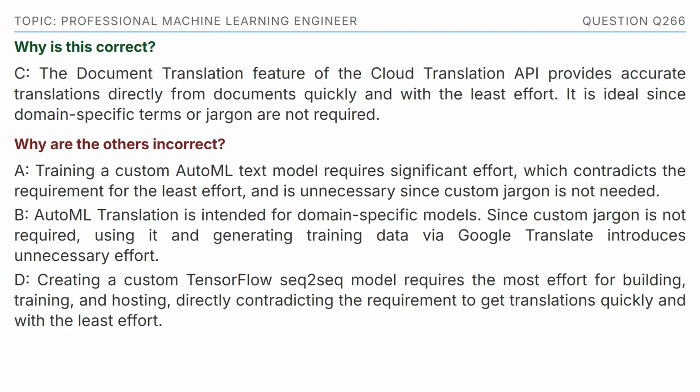Why are the others incorrect? A. Training a custom AutoML text model requires significant effort, which contradicts the requirement for the least effort, and is unnecessary since custom jargon is not needed. B. AutoML translation is intended for domain-specific models. Since custom jargon is not required, using it in generating training data via Google Translate introduces unnecessary effort. D. Creating a custom TensorFlow Seq2Seq model requires the most effort for building, training, and hosting, directly contradicting the requirement to get translations quickly and with the least effort.